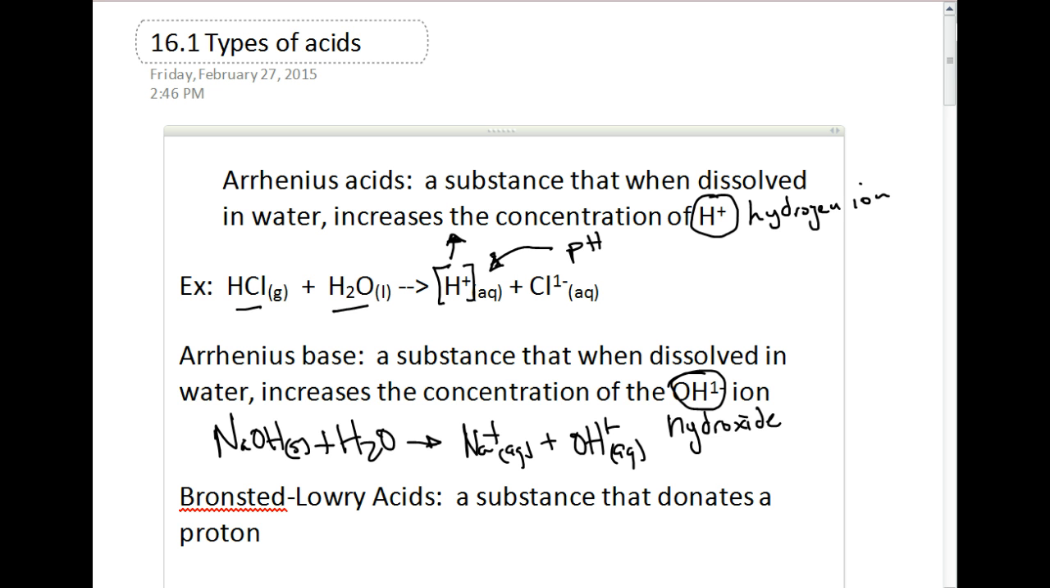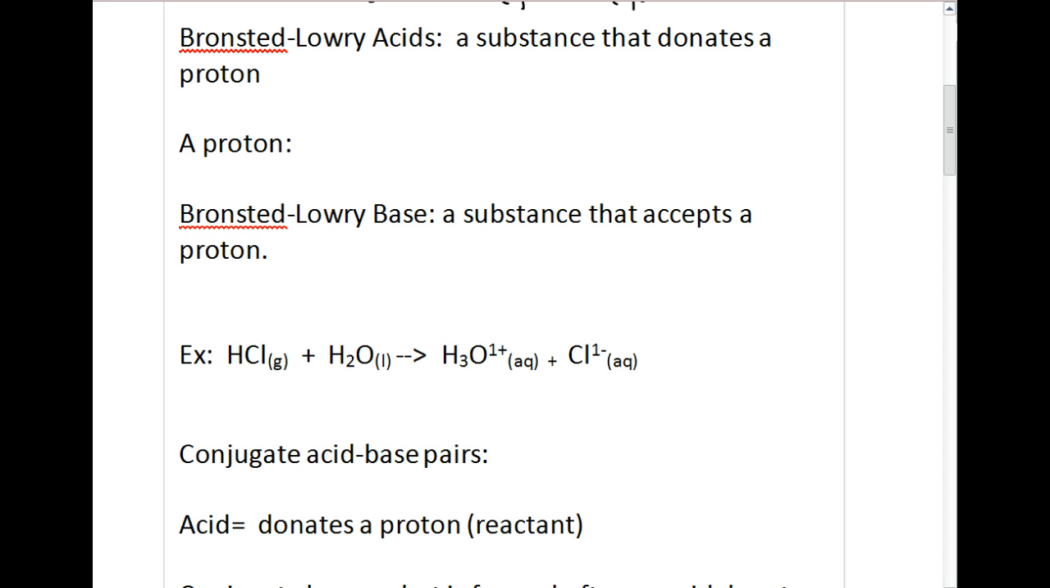Now, the Arrhenius acid and the Arrhenius base definition are very useful for us in chemistry, but they don't cover all substances, so we need to talk about another type of acid and base, and these are called Bronsted-Lowry acids and bases. And so let's talk about what these guys are.